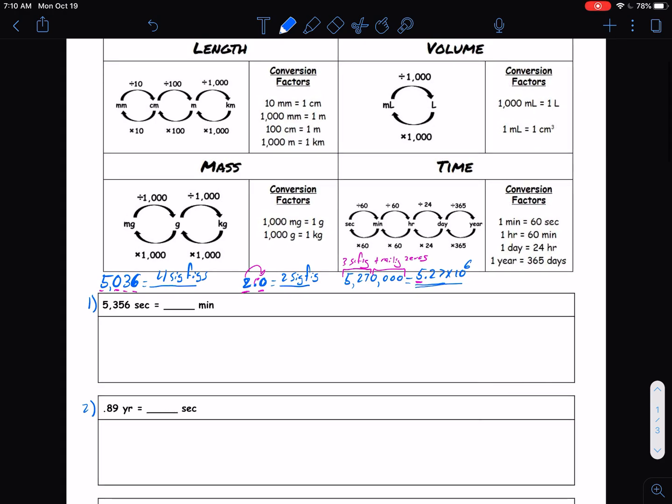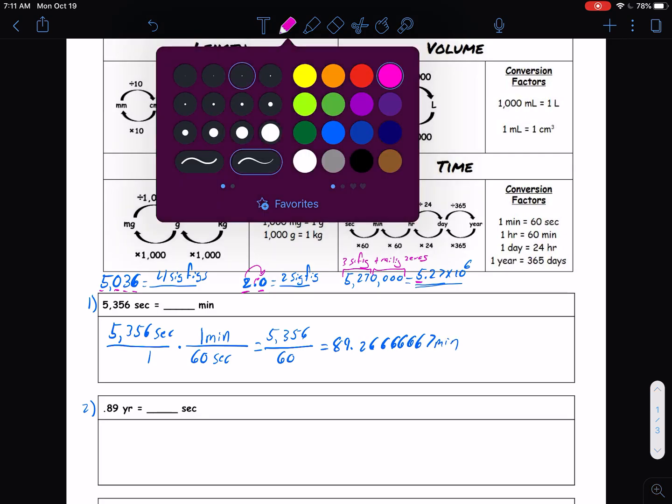So when we go through and solve this, we're going seconds to minutes. So we're going small unit to big unit, which means we're going to be dividing. This is going to be a silly babies dancing problem. So what we have is 5,356 seconds, put it over 1. And then there are 60 seconds in 1 minute. And that's going to equal 5,356 divided by 60, which equals 89.2666667 minutes. But this is way too many significant figures.